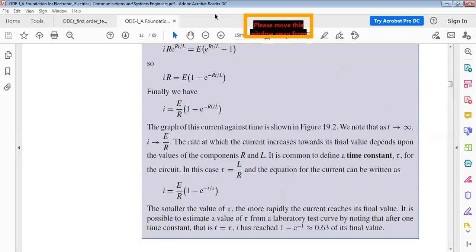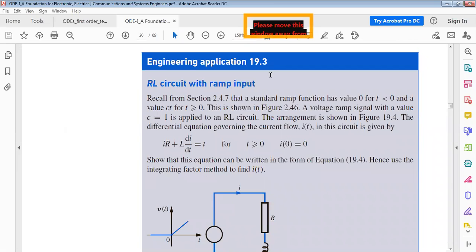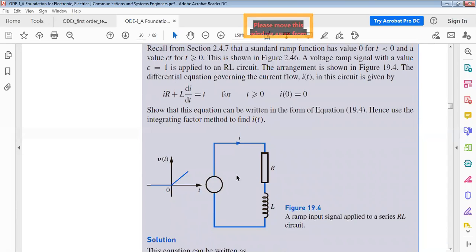This is an application of first-order differential equations in engineering, especially electrical engineering. Now, another engineering application for the RL circuit. Recall the standard ramp function: the value is 0 for t less than 0, and ct for t greater than or equal to 0, as shown in this figure.